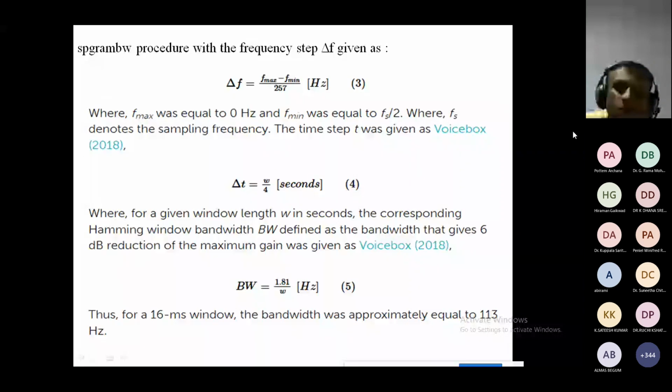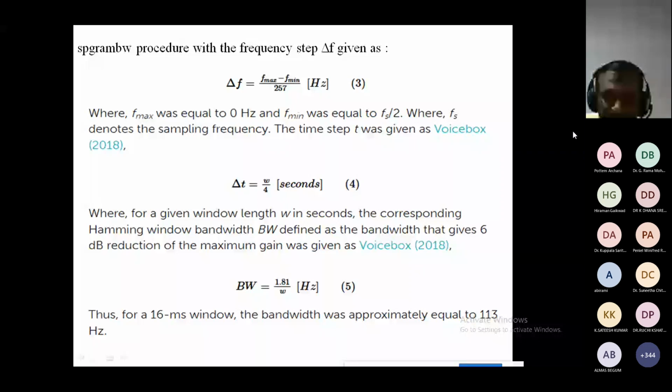The spectrum procedure to calculate the frequencies in the step: the maximum frequency minus the minimum frequency divided by 257, that is in hertz. So f maximum was equal to 0 hertz and f minimum was equal to fs by 2, where fs denotes the sampling frequency, and the time step delta t will be given as w by 4 second.